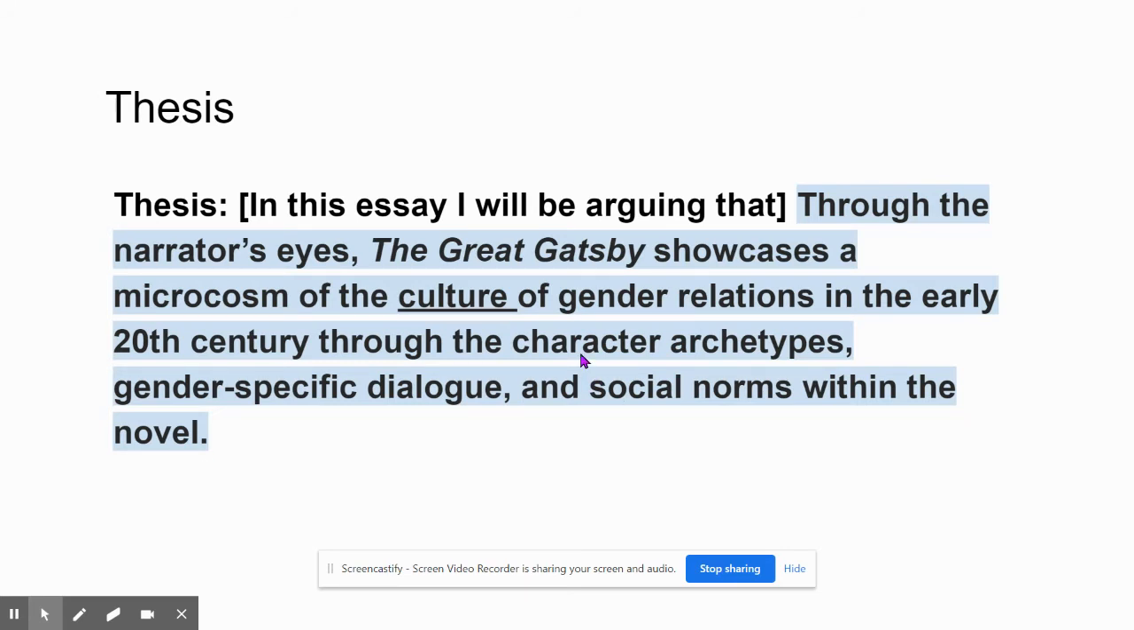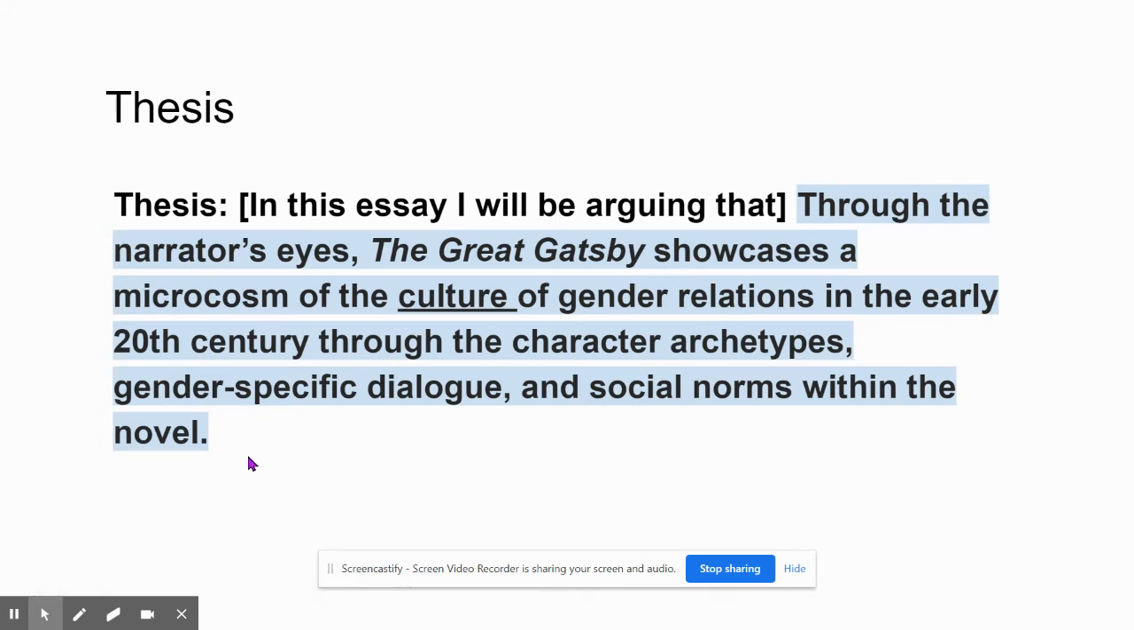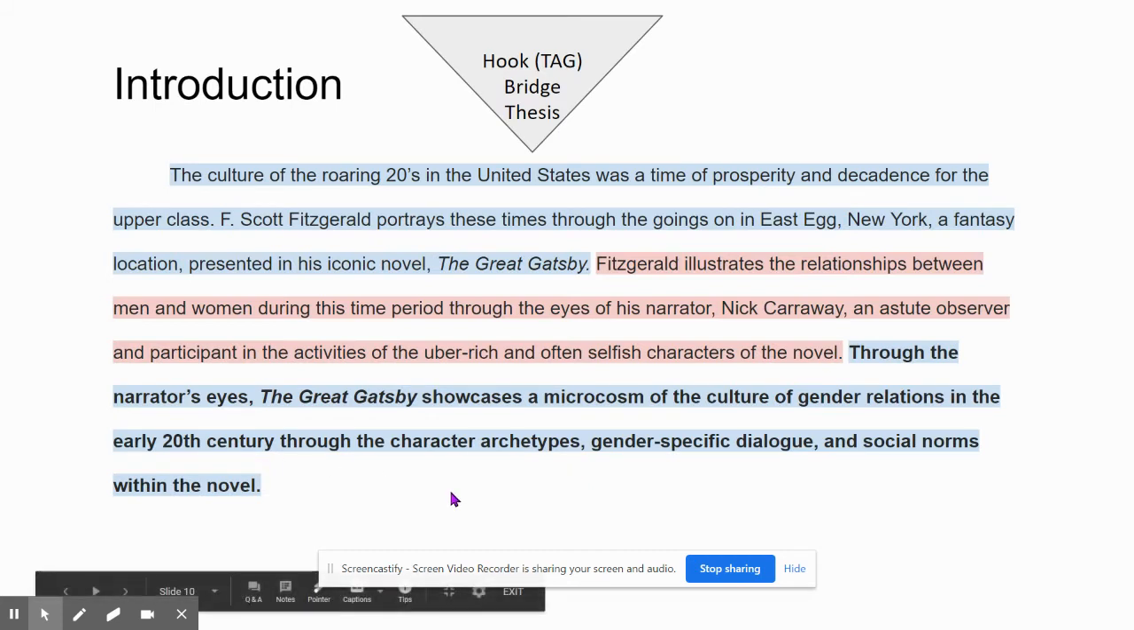So I have my three subtopics: character archetypes, so typical male or female characters; dialogue, which I'm going to pull from the literature as my evidence; and then social norms, or how people would behave during the early 20th century. And that goes back to prove the culture of gender relations. Now, it just so happens, I think all these theses have culture as their IB concept, but any of those would be fine. So this is what my introduction would look like.